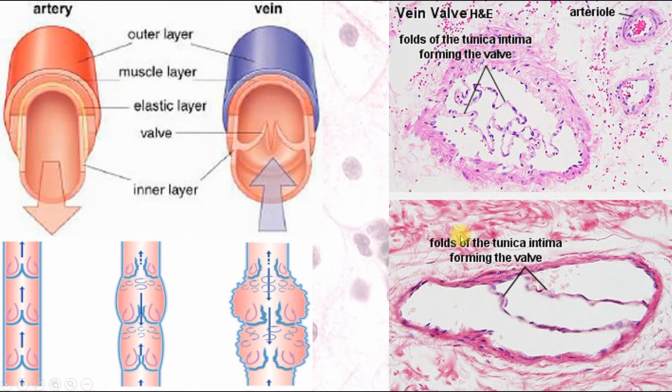And the last feature is the presence of valves in the veins. In arteries we don't have valves, and in veins there are valves which prevent backflow of blood.